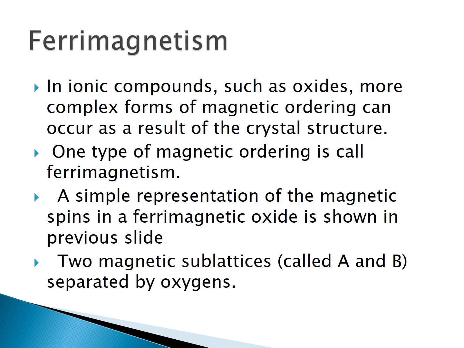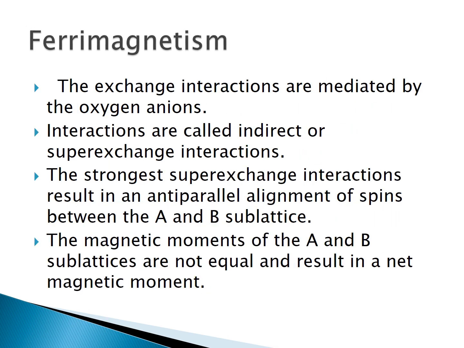Ferrimagnetism. In ionic compounds such as oxides, more complex forms of magnetic ordering can occur as a result of the crystal structure. One type of magnetic ordering is called ferrimagnetism. A simple representation of the magnetic spin in a ferrimagnetic oxide is shown in the previous slide. Two magnetic sublattices called A and B are separated by the oxygen. Basically, the sublattices A and B are the sublattices of the compound Fe3O4, which we will explain in the next slide.